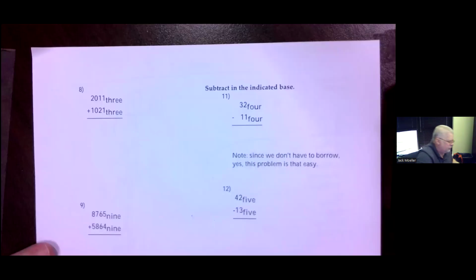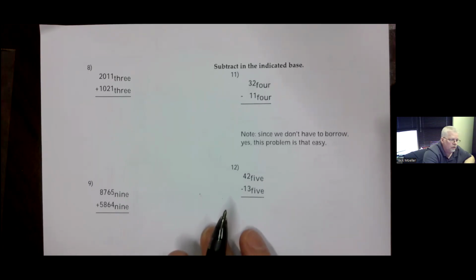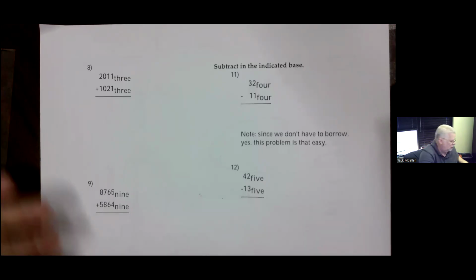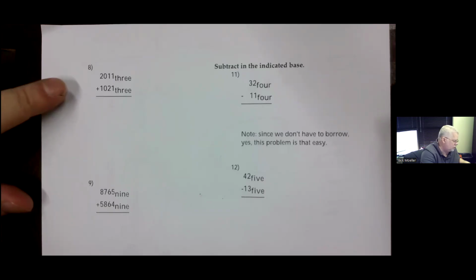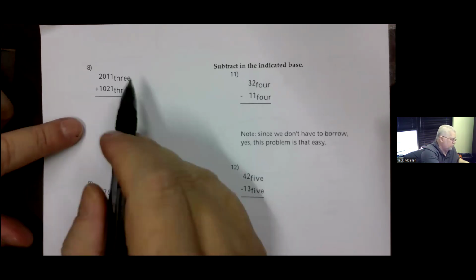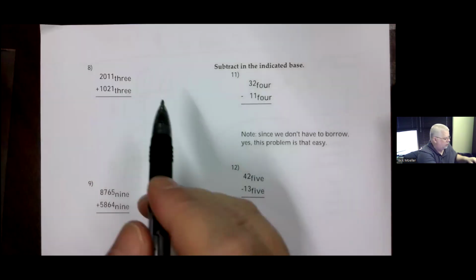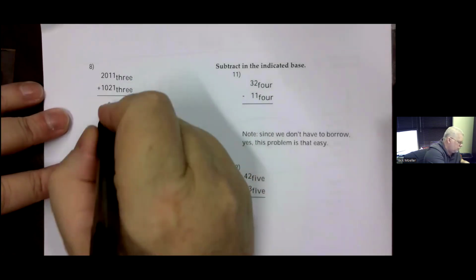All right, let's do the example runs. Like I said, this is one of the more complicated things until it starts to make sense. So 2011 base 3 plus 121 base 3. Okay, so here 3 is the key. If we get a sum that is 3 or higher, we have to carry. So 1 plus 1 is 2.